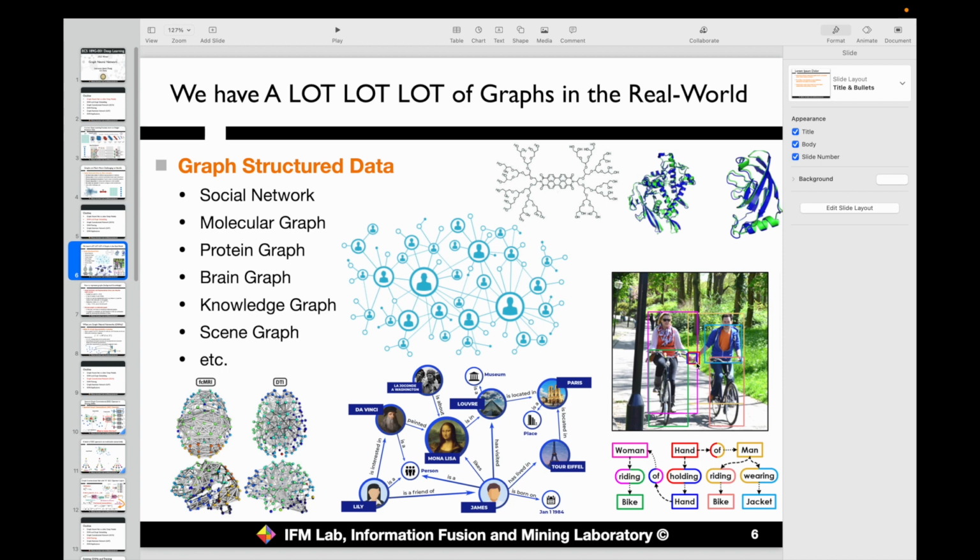So, if we see the image like this, normally this image will be very hard for the model to deal with. However, if we are able to recognize the person as well as information inside the image, then we can transform this image into a single graph instead. Now we have a person, this man is riding a bicycle, he's also wearing a jacket, his hand is holding the hand of the lady, this lady is also riding a bicycle as well.